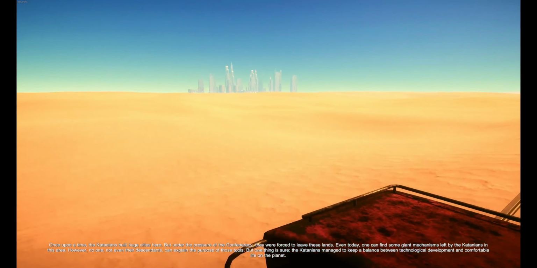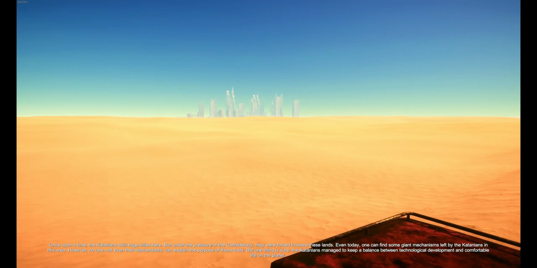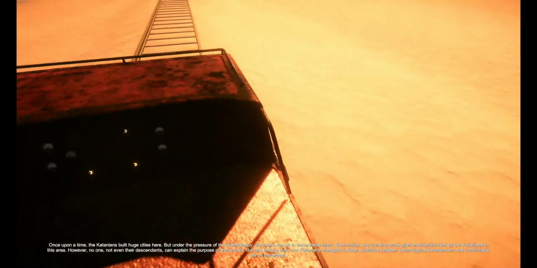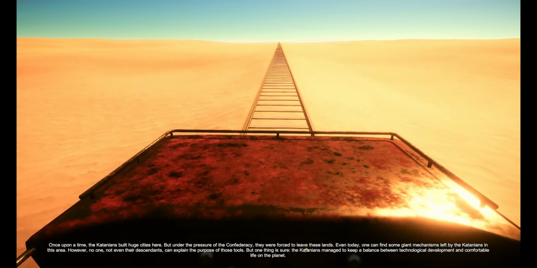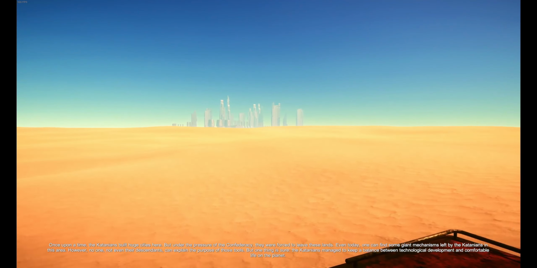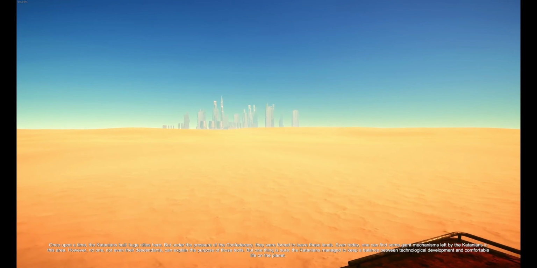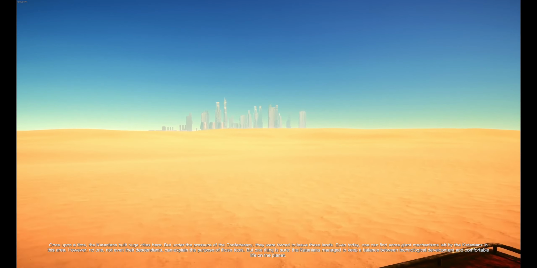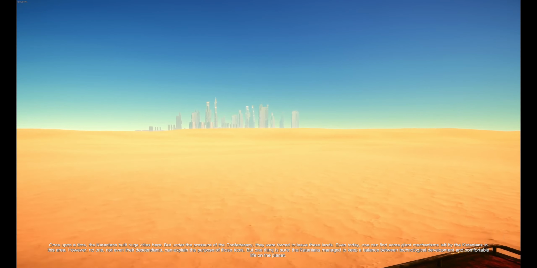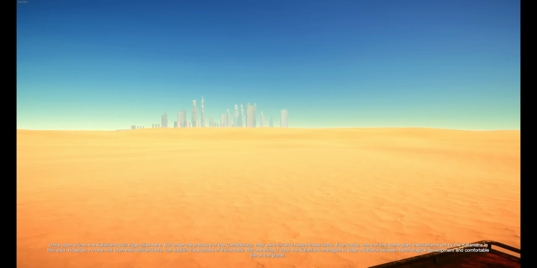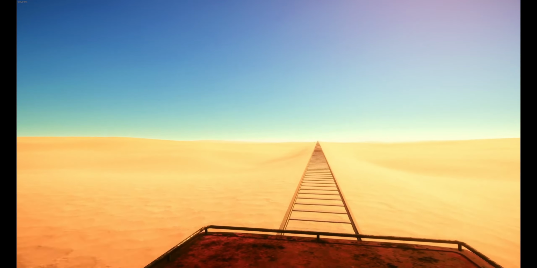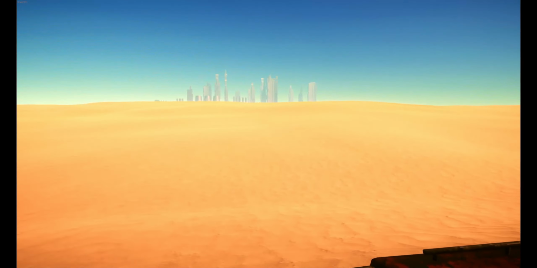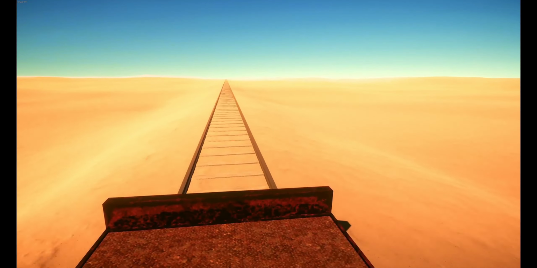Once upon a time, the Catanians built huge cities here. But under the pressure of the Confederacy, they were forced to leave these lands. Even today, one can find some giant mechanism left by the Catanians in this area. However, no one, not even their descendants, can explain the purpose of those tools. But one thing is sure, the Catanians managed to keep balance between technological development and comfortable life on the planet. So they were able to be eco-friendly. But the planet just died on its own at some point.